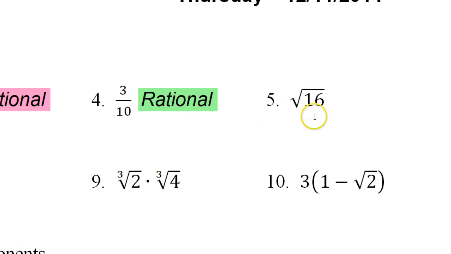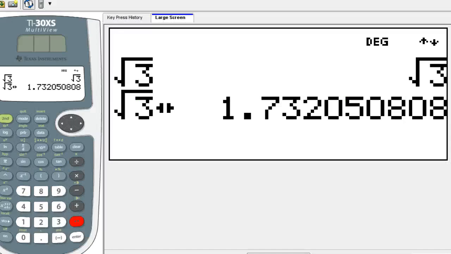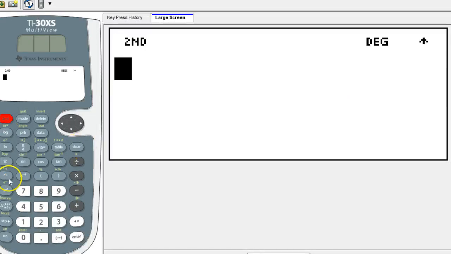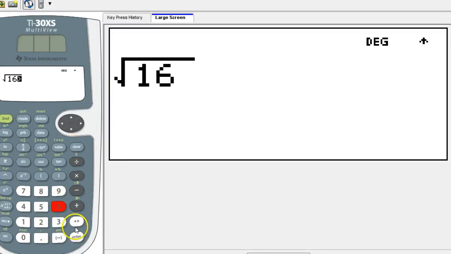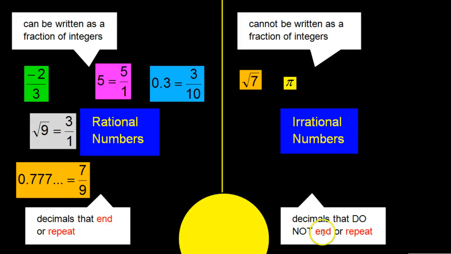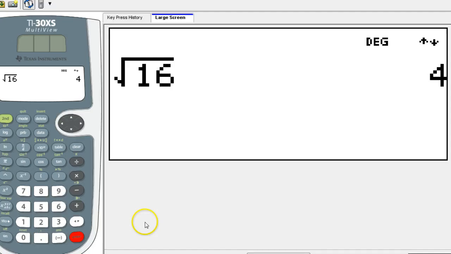What about the square root of 16? Why is the square root of 16 rational? Yeah, the square root of 16 is rational because it's really just 4. And 4 can be written as a fraction of integers, 4 over 1. 4 is a decimal that ends. So either way you want to look at it, as a decimal that ends or a fraction of integers, the square root of 16 is going to be a rational number.